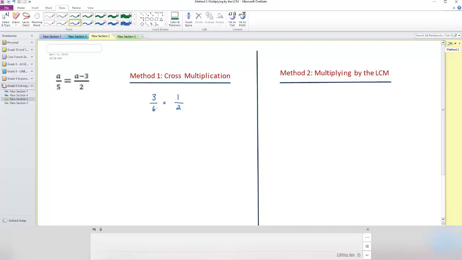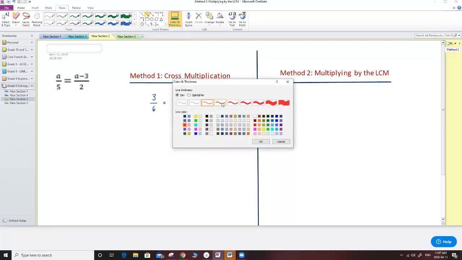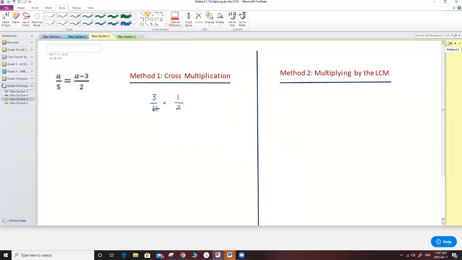Now, how do we prove cross multiplication? Cross multiplication says that if you have something like this, you can multiply 6 by 1, and this will give you the same result as 3 times 2. So let's check, is it really correct or not? Does 3 times 2 really equal 1 times 6? For sure, yes.